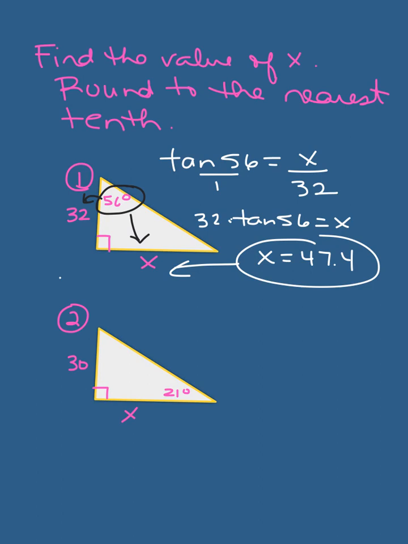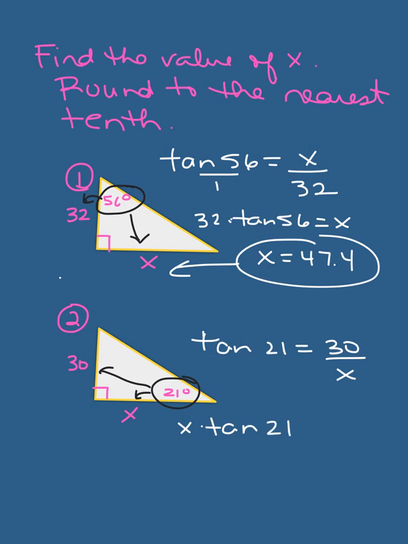In number 2, we're going to do the same thing. I realize I have my measurement of my angle is 21, and again I have opposite over adjacent. So once again I'm going to use my tangent function. So I have tangent of 21 is equal to 30 over x. Now when I cross multiply this time, I have x times tangent of 21 is equal to 30. I have to divide both sides by tangent 21 to get x by itself. So x is equal to 30 divided by tangent of 21. Now again, I put that in my calculator, and when I round that to the nearest tenth, I have x is equal to 78.2.